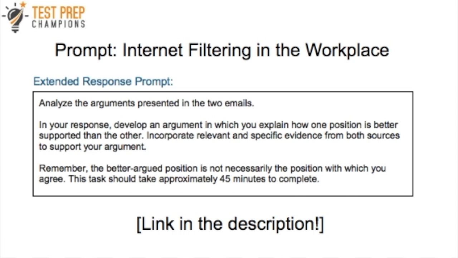Let's get started. So let's talk about the prompt here. Basically there were two emails that served as our passages. In the one email, the CEO of the company is arguing that a new filtering software to block inappropriate and social media websites should be installed. And the second passage is an employee responding to the CEO, and this employee is arguing that the internet filtering software should not be installed. The task here is to analyze the arguments presented in the two emails and develop an argument that explains how one position is better supported than the other.